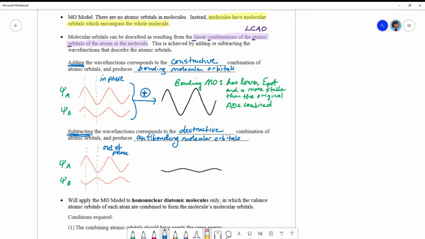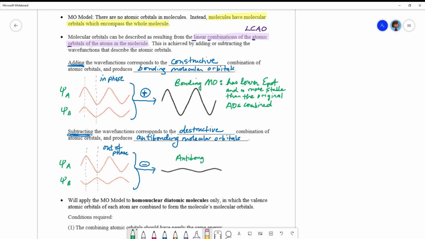Now, if we combine these two out of phase waves, well, what do we end up with? Well, what's going to happen to these waves? They're going to cancel each other out. And so what we have here is an example of destructive interference. And the result is known as, at least if we're working with atomic orbitals, the result of this destructive interference is an antibonding molecular orbital. So that's what we have over here.